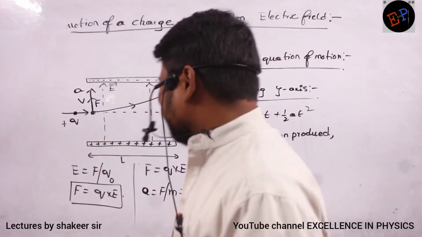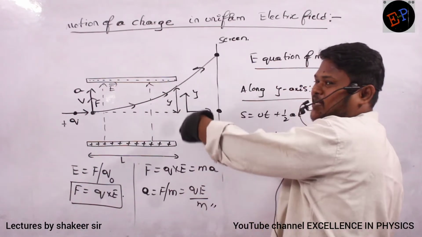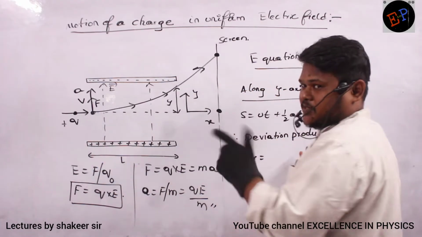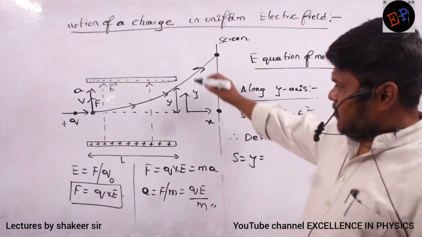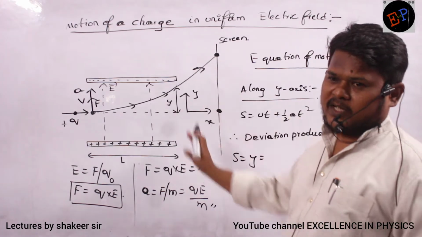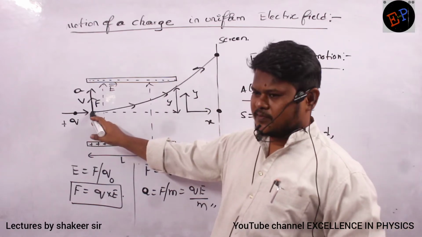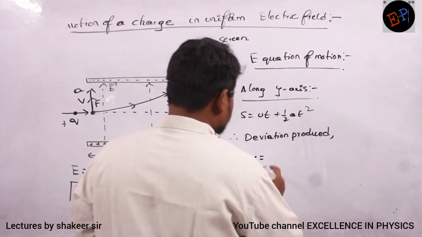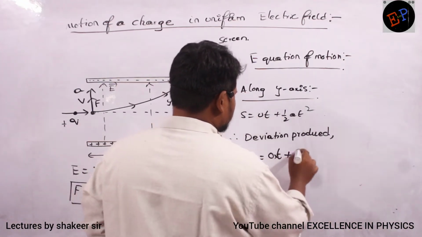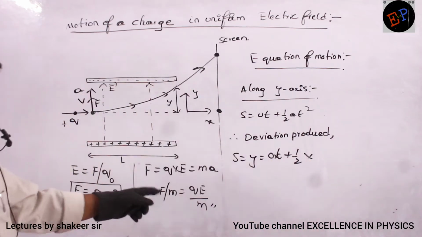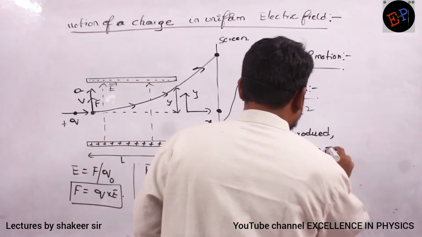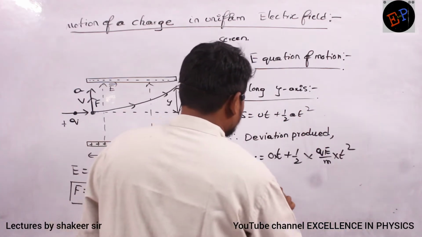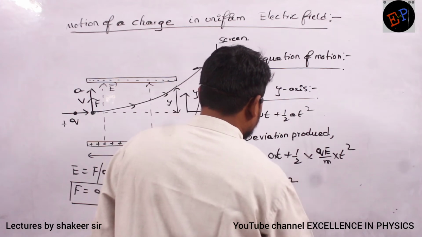See, we are discussing this equation along the y-axis, no? Initially velocity is along the x-axis. Along the y-axis there is no velocity. Are you able to understand? This equation I am writing along the y-axis. Initial velocity along the y-axis is 0. So 0 into t plus half, acceleration already we have calculated, QE divided by m, multiplied by t square. So therefore y is equal to QE t square divided by 2m.